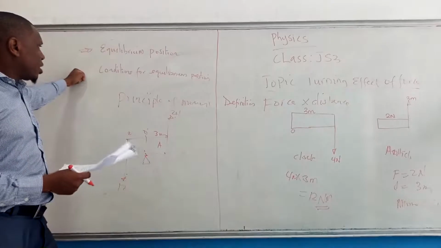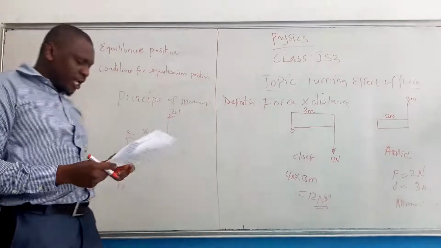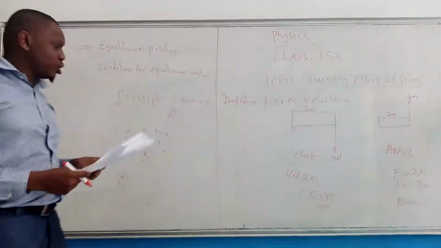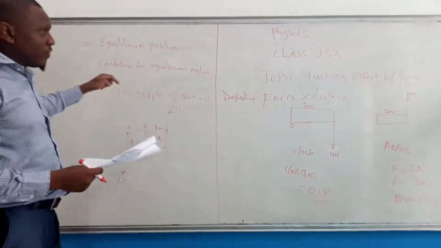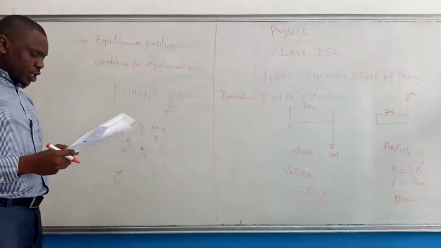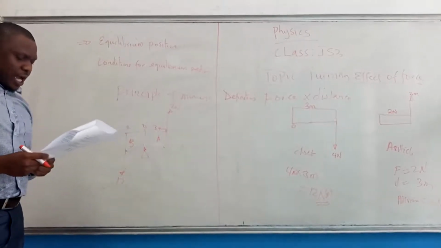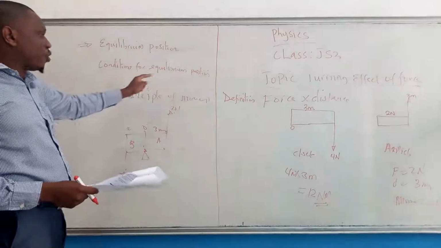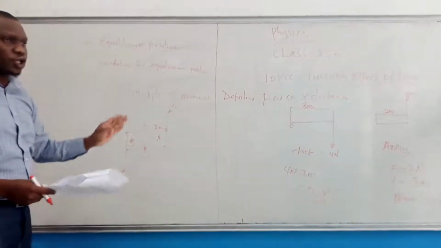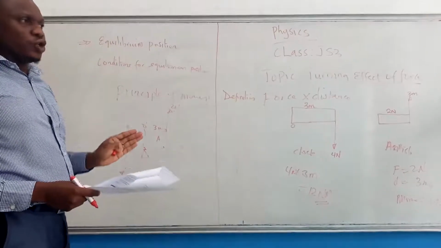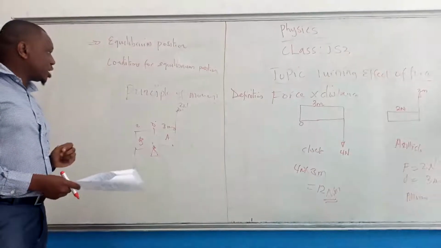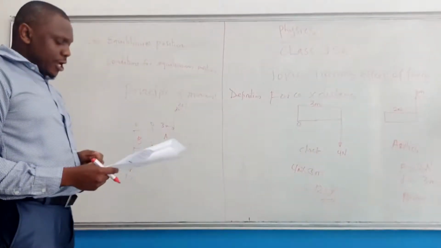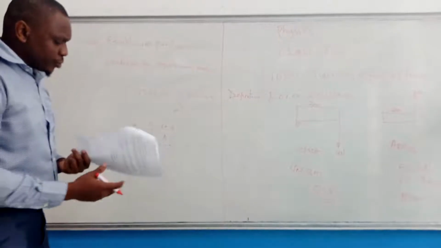Now, what are the conditions necessary for an object to be in equilibrium? The first condition is that the anti-clockwise moment of an object must be equal to the clockwise moment, and also the sum of all forces acting in one direction on an object should be equal to the sum of all the forces acting in the opposite direction.